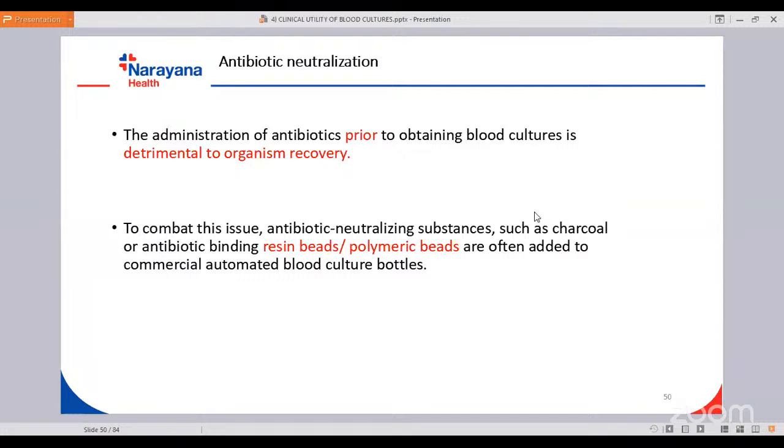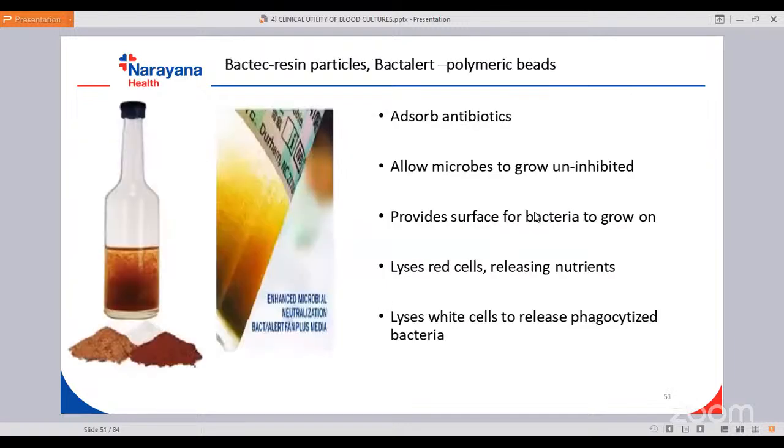Administering antibiotics prior to blood culture is not ideal. If you're going to push in antibiotics IV, the organisms will not grow. But yes, if the patient has been on 2 or 3 days of oral antibiotics, the blood culture bottle still may be capable of growing the organisms because of certain particles in them, which are sabudana-like particles.